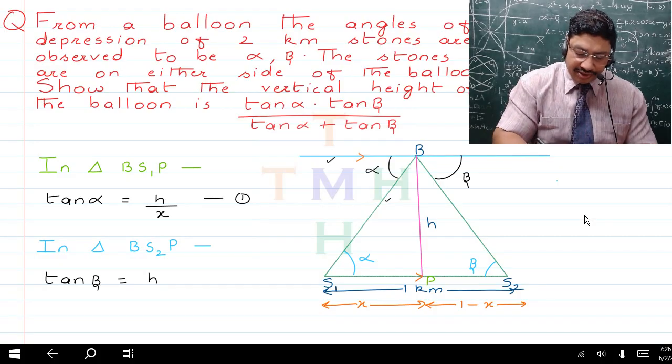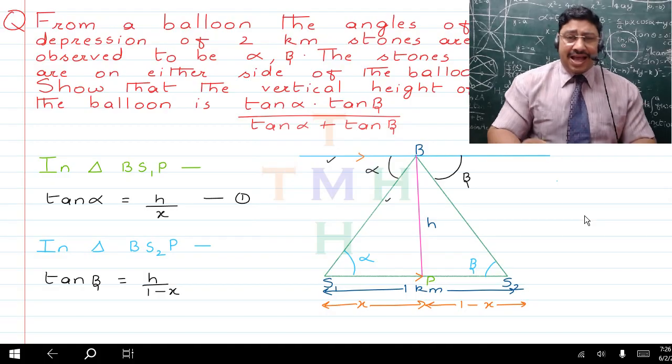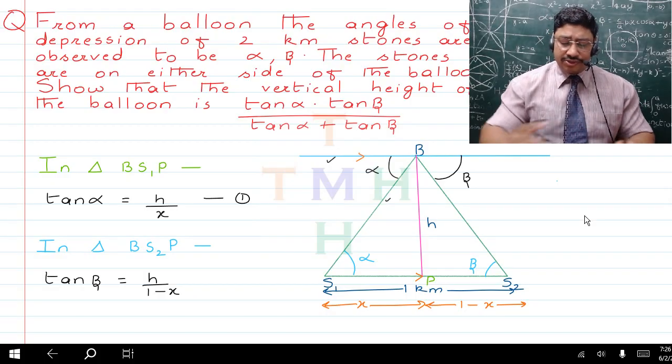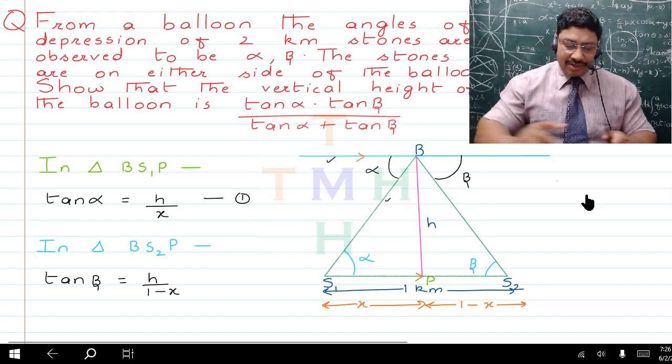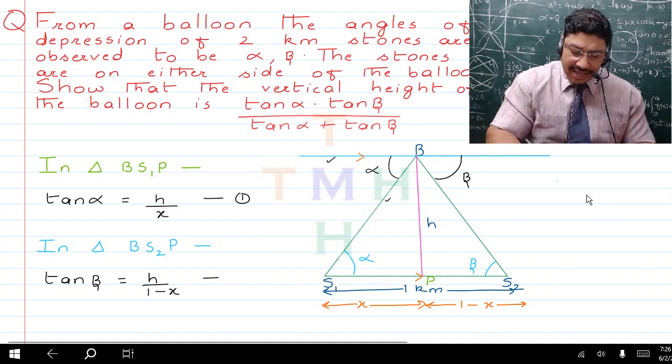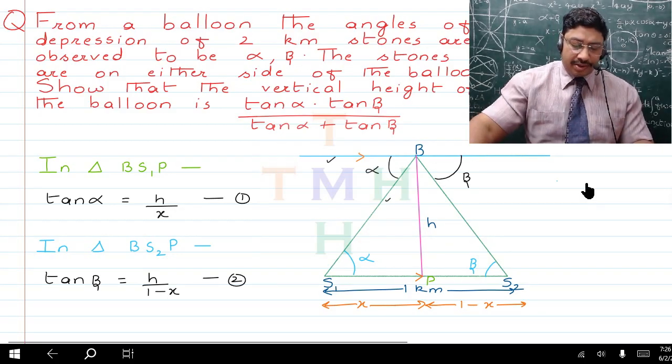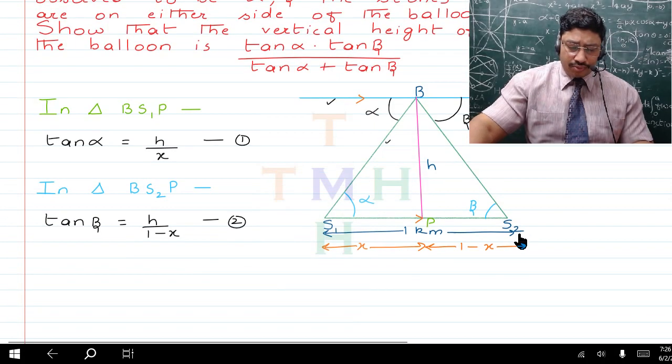Perpendicular is h, children, here, and base is how much? Base is 1 minus x, because as the distance between both of these kilometer stones is 1 kilometer, and since this distance has already been marked to be x, so the rest of the distance will be 1 minus x, right? So children, now this is the second equation, and now next what we do is we will now be talking about trying to find out the height of the balloon, right?